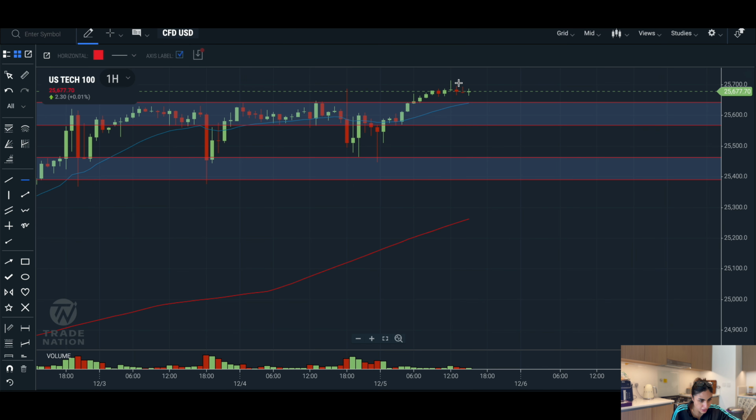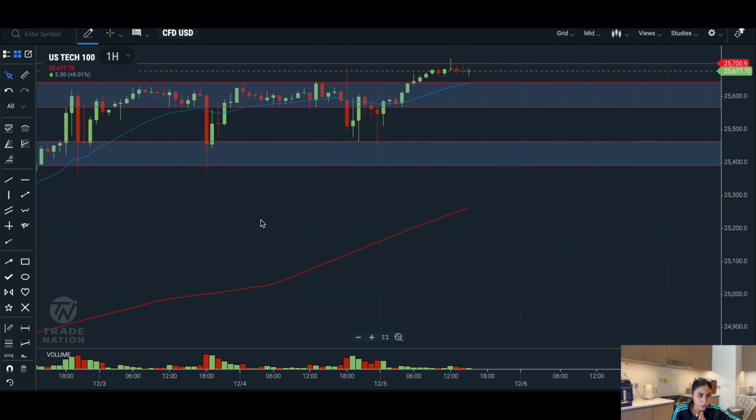So we can draw a line just over here. It's resisting. You can draw it like this, but we're just going to do it like this for now. We found our resistant area. Now we've got our 2 support levels. We're just going to go down to the 15-minute time frame.